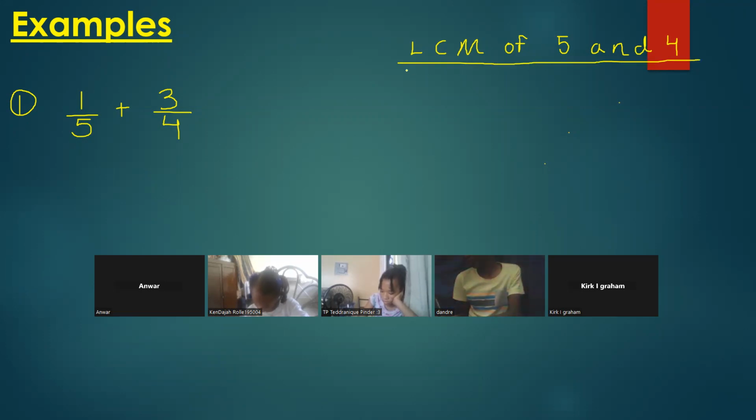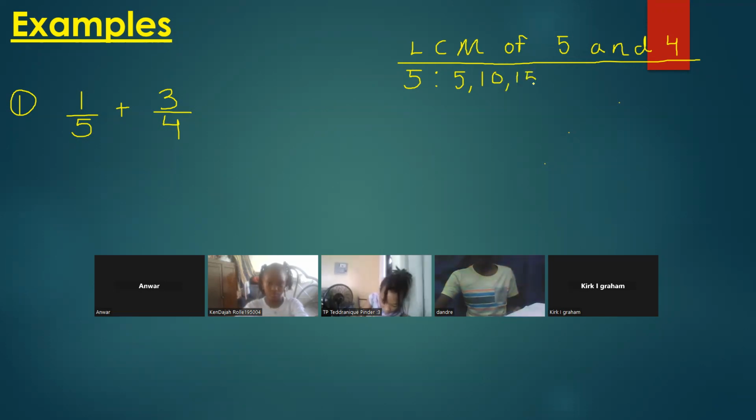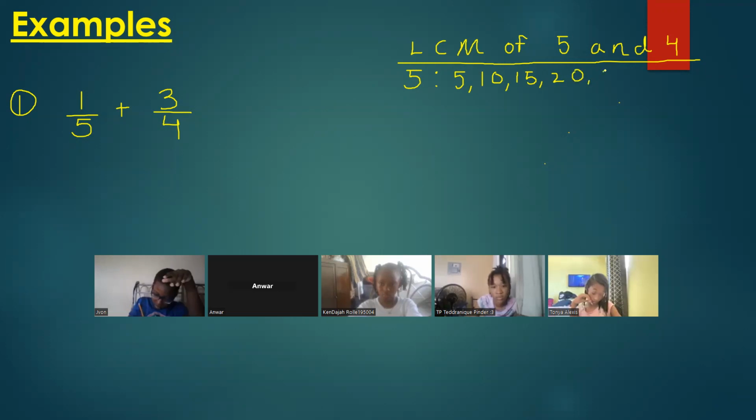All right, DeAndre, give me the multiples of 5. 5 times 1 is 5. 5 times 2 is 10. 5 times 3 is 15. 5 times 4 is 20. 5 times 5 is 25. 5 times 6 is 30. 5 times 7 is 35. 5 times 8 is 40. 5 times 9 is 45. 5 times 10 is 50. 5 times 11 is 55. 5 times 12 is 60. Very good.